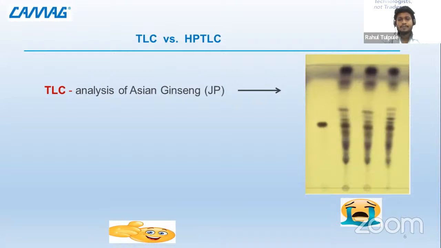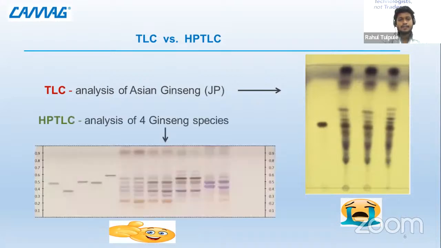But now let us compare this with HPTLC. This is also a ginseng species. The same sample is applied in both cases. Earlier, when it was applied using the spotting technique, you can see that the separations present are not that clear. Whereas in this HPTLC analysis which we have done, the separations you see are very clear and you can identify them. And how we have evolved it further, we'll see in the further slides.